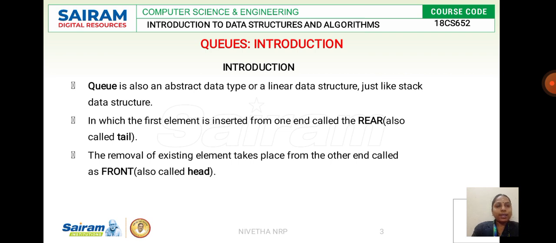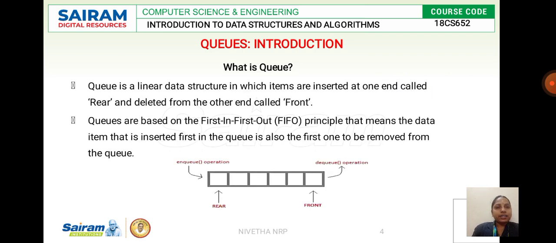We have two ends in the queue, whereas in the stack we have only one end. Either it is an insertion or deletion, it is performed only at one end in the case of stack, that is top of stack. Whereas in queue we have two ends to perform the operation, that is front end and the rear end.